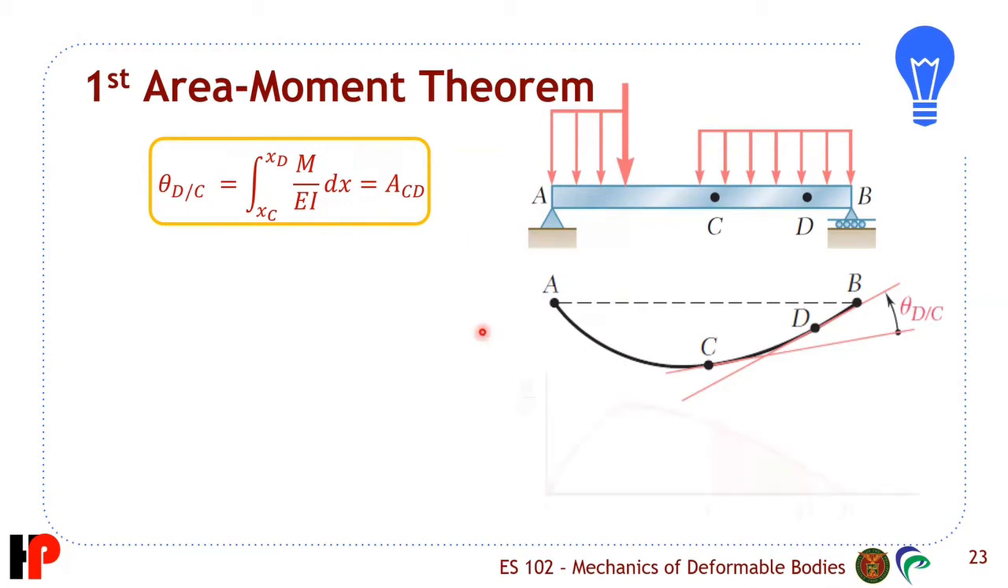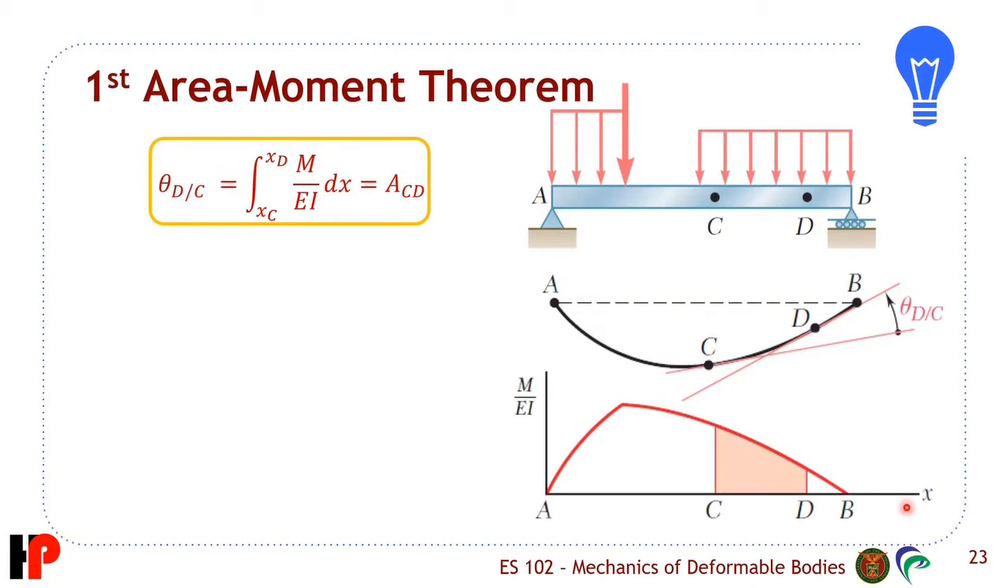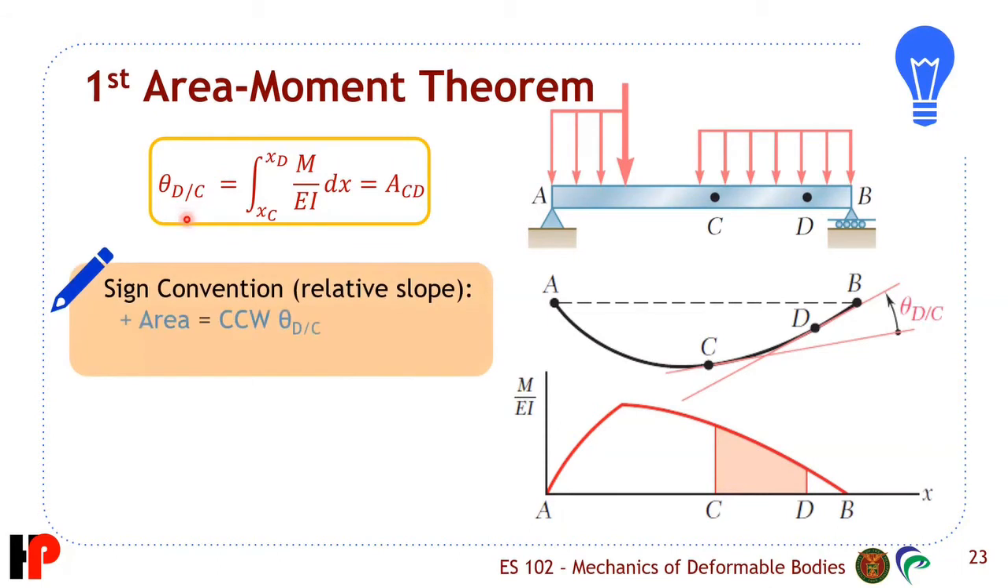To recap again, your M over EI diagram looks like this, and the area is the shaded region. The sign convention for this slope: if it is a positive area, it's counterclockwise. So the relative slope is counterclockwise. From C to D, because it is D with respect to C, you can understand this as the tangent at D relative to C. The negative area is clockwise, so theta D with respect to C is clockwise.